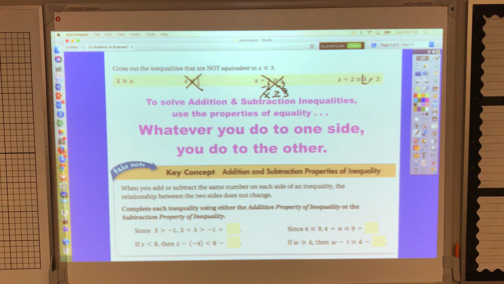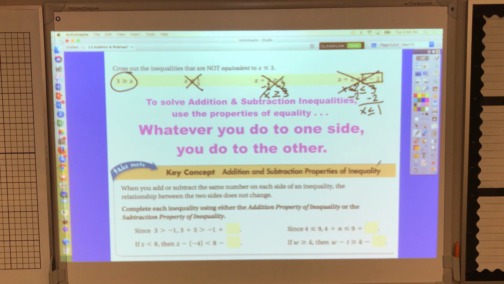The next one, x plus 2 is less than or equal to 5 minus 2. The first thing I can do over here is combine my like terms. So x plus 2 is less than or equal to 3. When I subtract that 2, and I subtract that 2 over here, I end up with x is less than or equal to 1, which again is not the same because my answer is not the same. So this one is not an equivalent inequality either. The only one that was equivalent was 3 is greater than or equal to x.